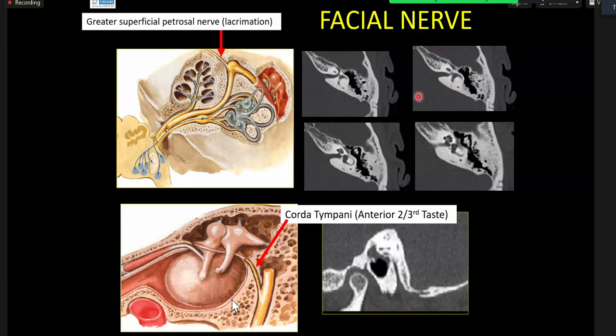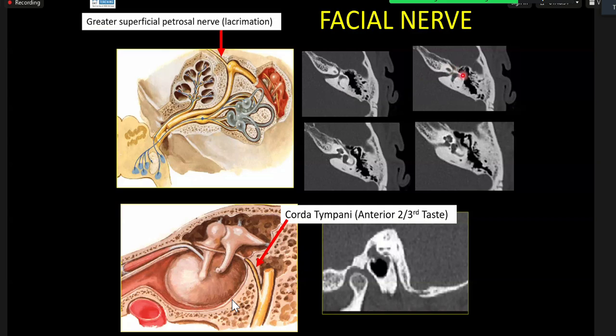One point which I forgot to tell you, one landmark, is that this is the lateral semicircular canal, and the facial nerve passes below it. Remember that, in the medial wall of the middle ear. So this is the middle ear. And if you see here, this is the geniculate ganglion.